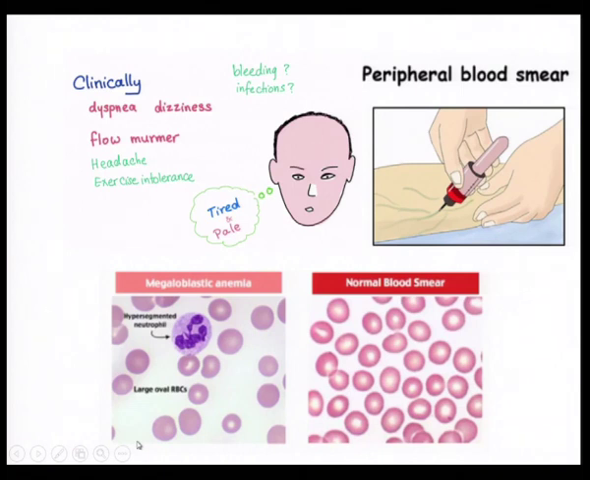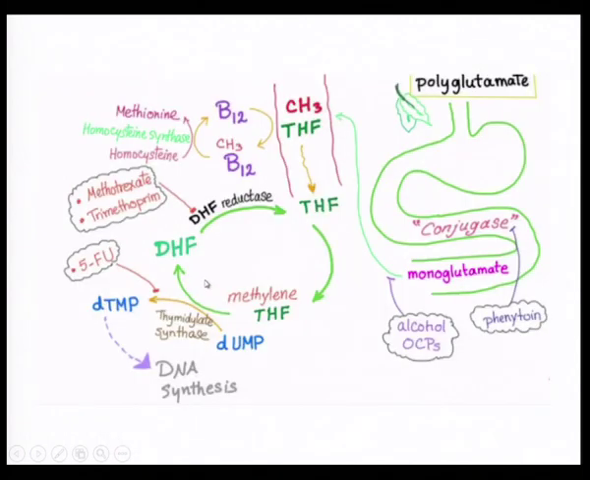RBCs are quite big, macrocytic, whereas the normal RBC and the RBCs which come under folic acid deficiency, the megaloblastic anemia. So, we are going to look at the overall picture. So, we are going to look at different aspects of deficiency that we have discussed, and with this we will wind up this session of folic acid.